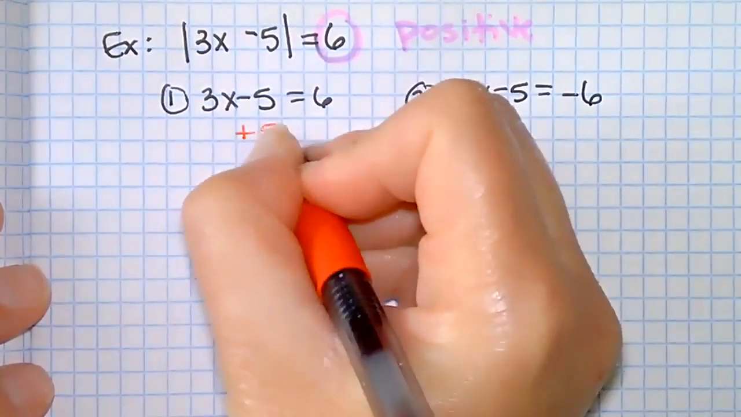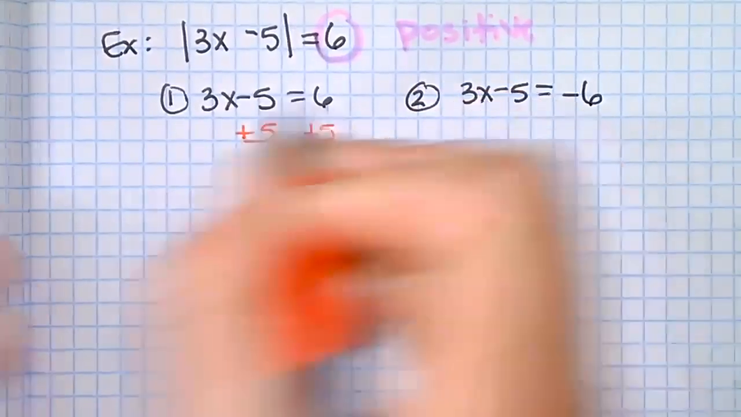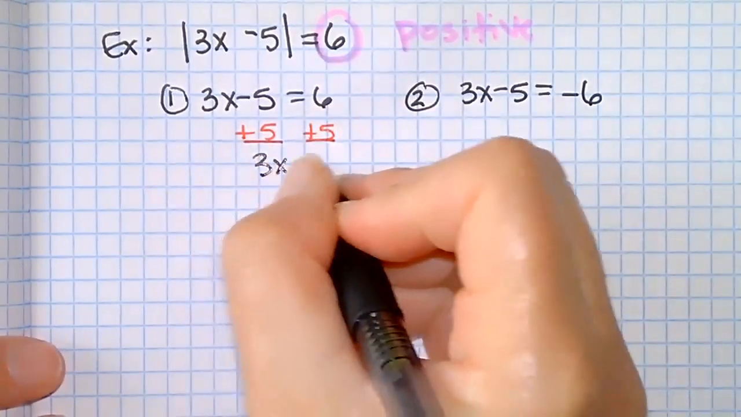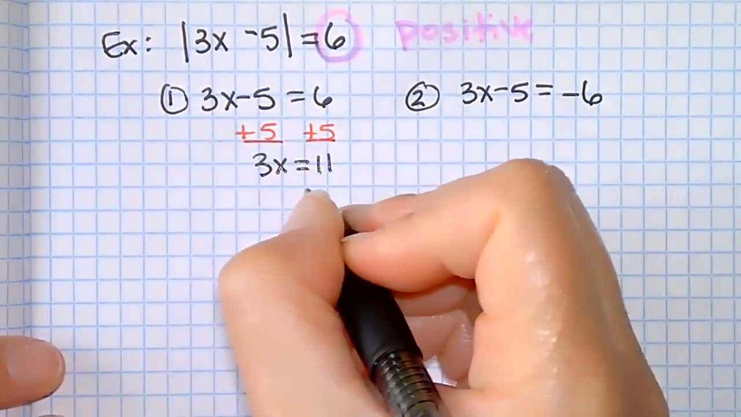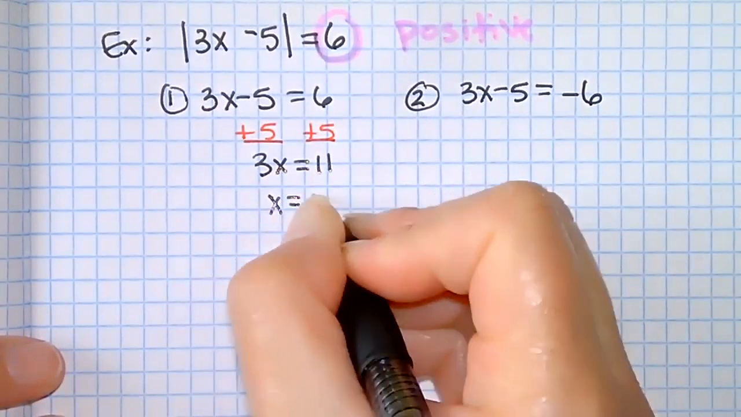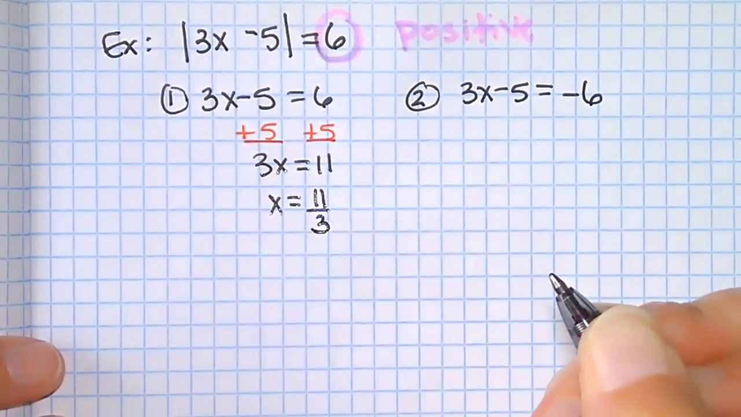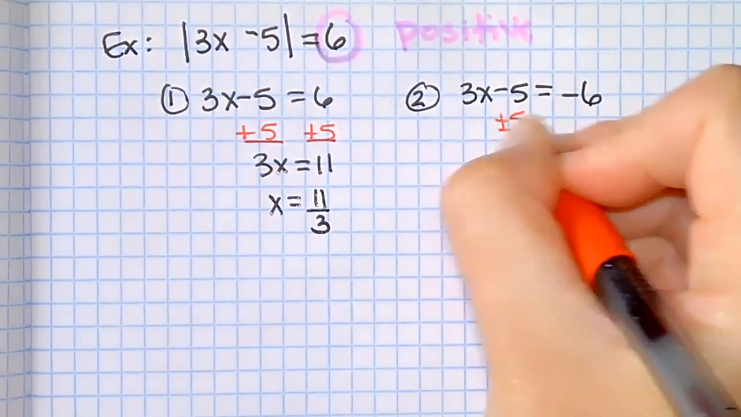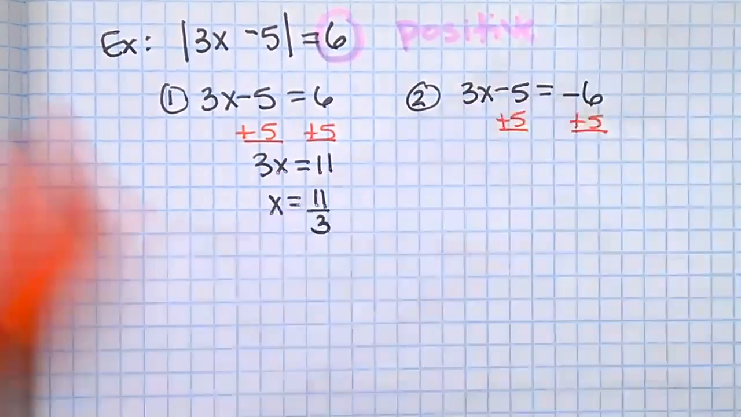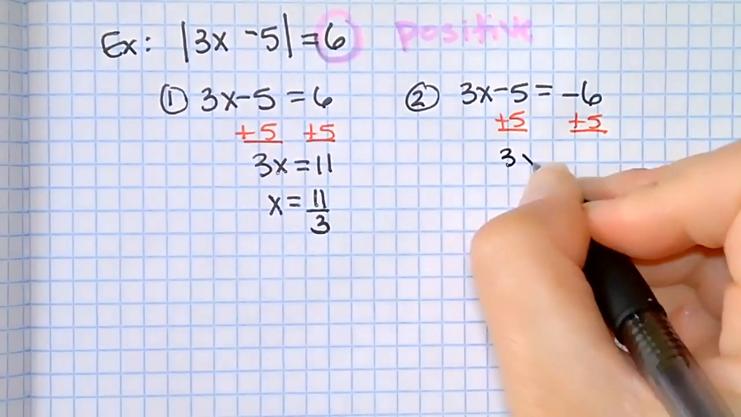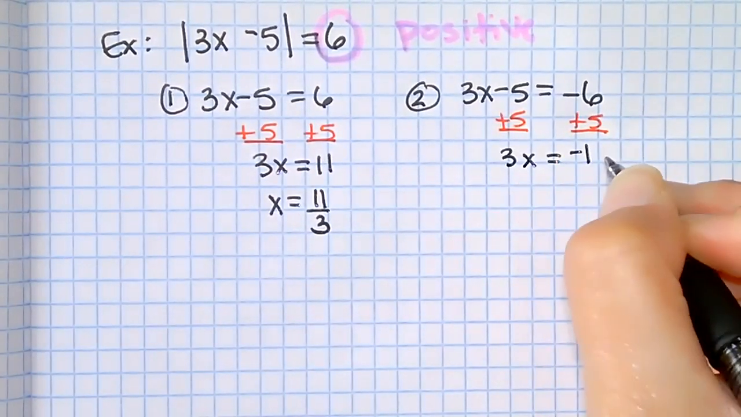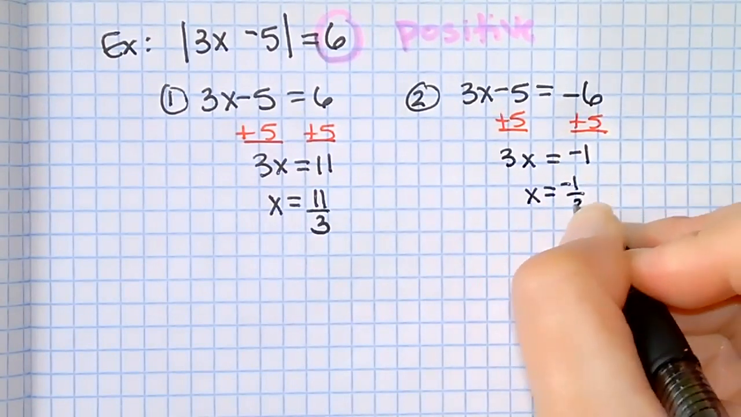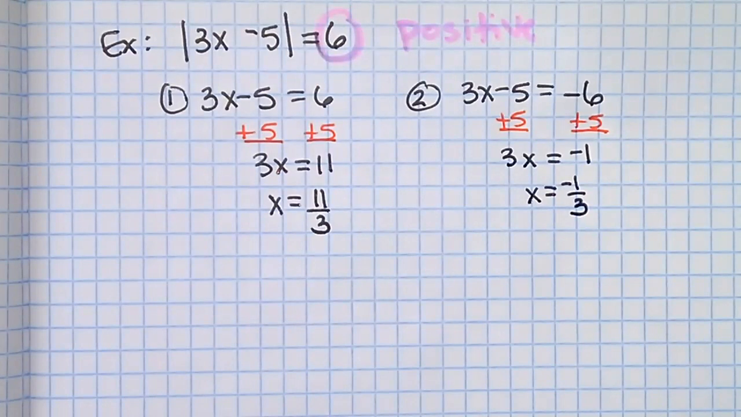So I'm going to add 5 to both sides. When I do, I end up with 3x is equal to 11. I divide both sides by 3. I get x is equal to 11/3. Over here on the other side, again, I'm going to add 5 to both sides. When I do, I get 3x is equal to -1. I divide both sides by 3, so I get x is equal to -1/3. And those are our two answers.